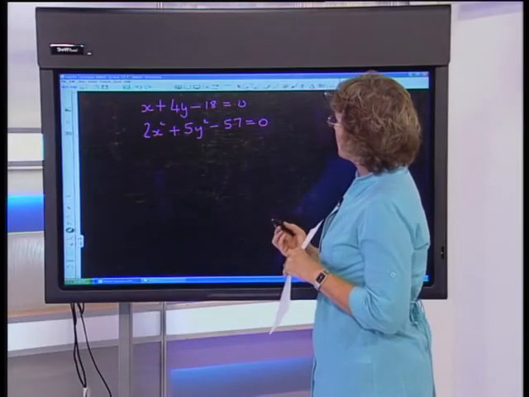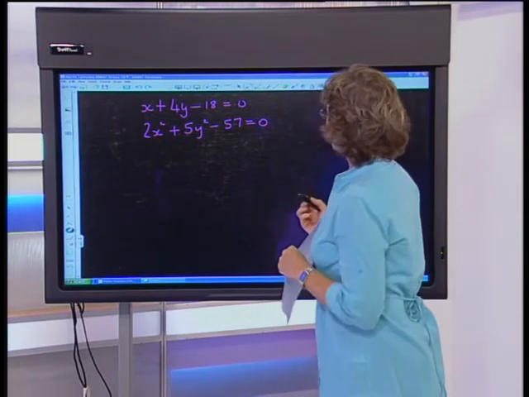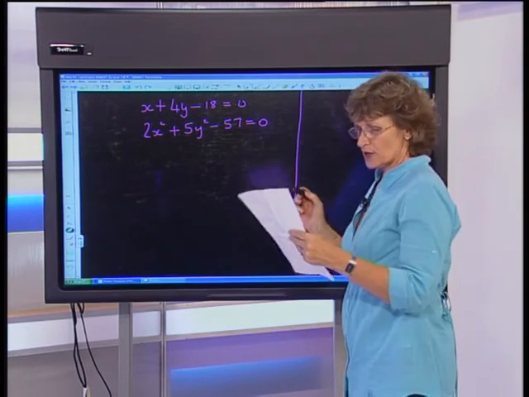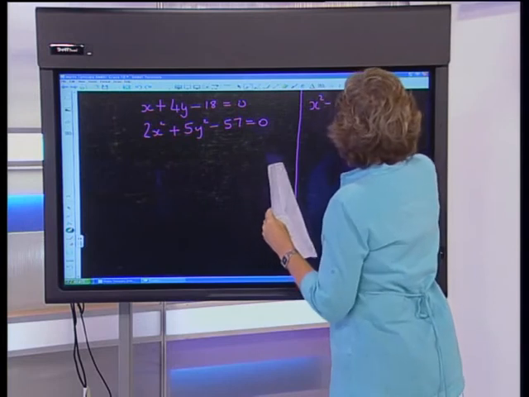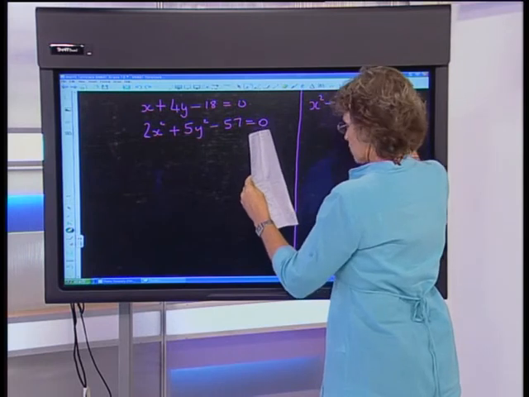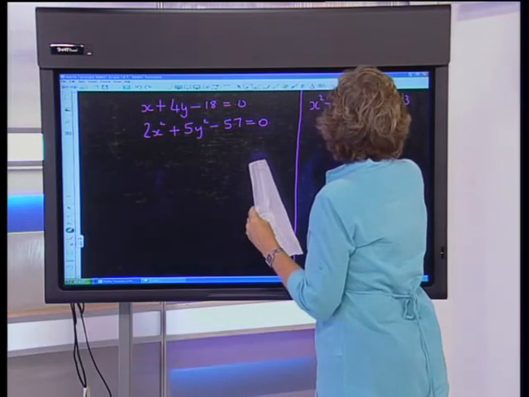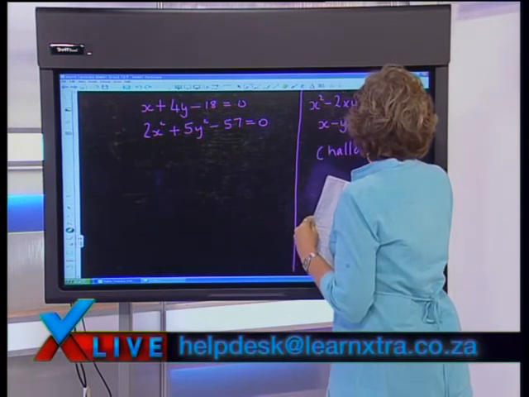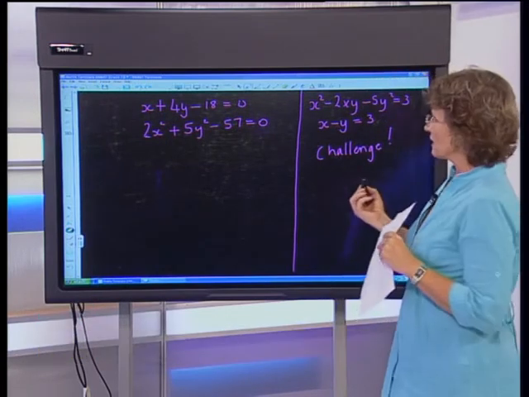I've got a second quadratic together with a linear simultaneous equation, which we're going to take you through. But I thought that maybe what I could do is give those of you who are able to multitask a challenge. So this is another system, x squared minus 2xy minus 5y squared is equal to 3, and x subtract y is equal to 3. So this is going to be your challenge, and at the end of the show, we'll give you the answers for that one. So while we're at a break or whatever, that's where you can get your teeth into it.